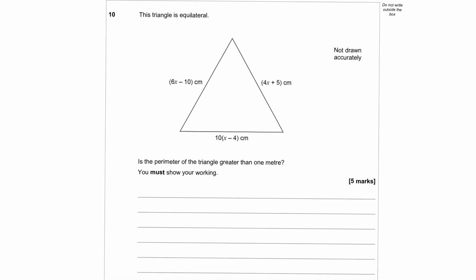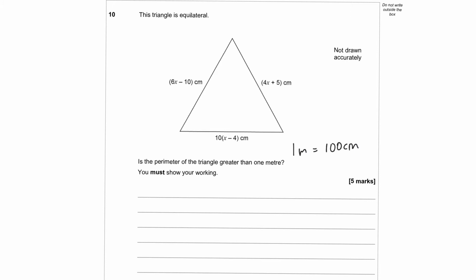Okay, so moving on to question 10, it now says this triangle is an equilateral triangle, and it's asking if the perimeter of the triangle is greater than 1 meter. So first of all, we know that the lengths are in centimeters. So we know the conversion of 1 meter to centimeters is 100 centimeters. So in order for this statement to be correct, the total needs to be above 100 centimeters. So in order to work it out, we need to work out what x is.